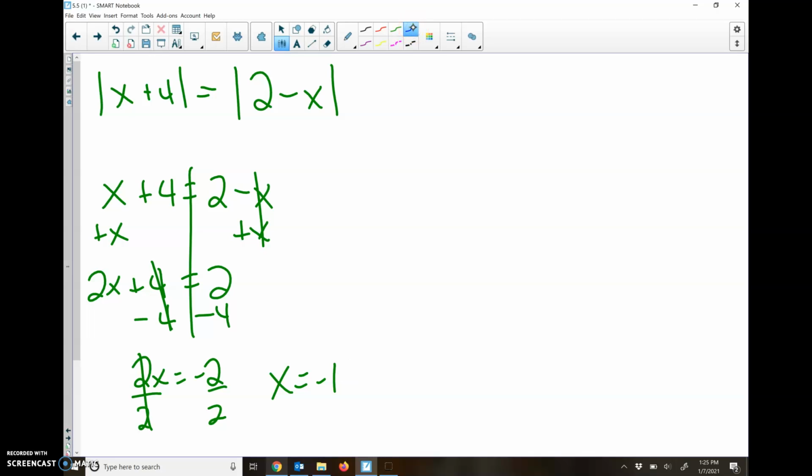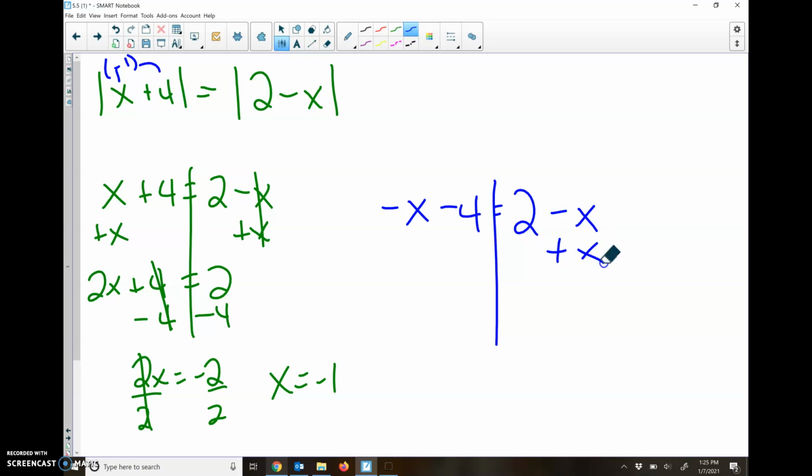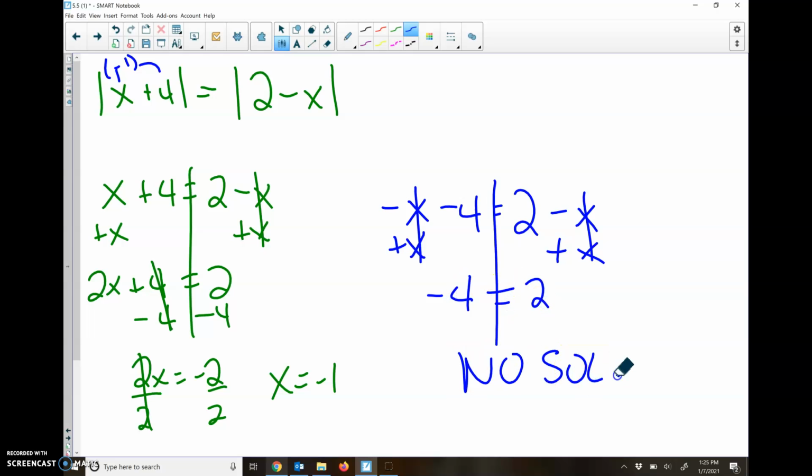Then when we go to do our other one, so this time I'll multiply, we'll say the left side by a negative 1. So instead of x plus 4, it's negative x, and then distribute that negative 1 to the 4 as well, minus 4. And then you'll see the same thing happens in this problem that happened last time. When I add x to each side, my x's end up canceling. I'm left with negative 4 equals 2. That's not true. So we get a no solution for that side. So we just have one answer there, and it is negative 1.